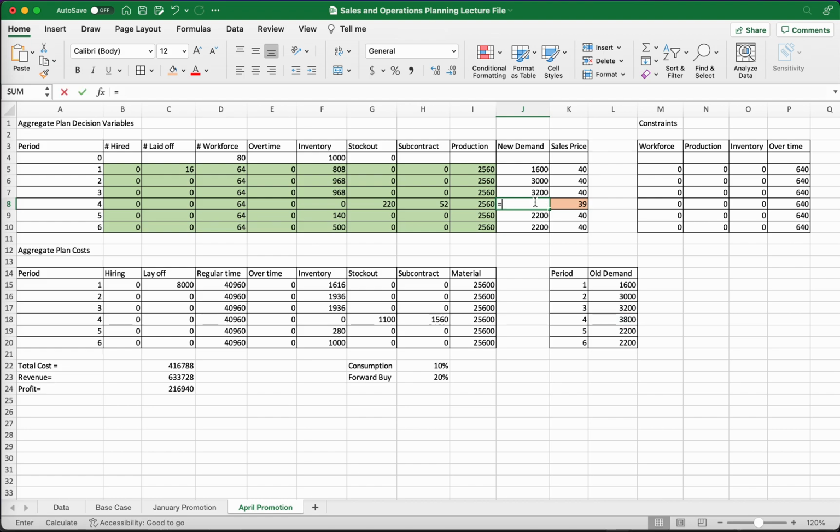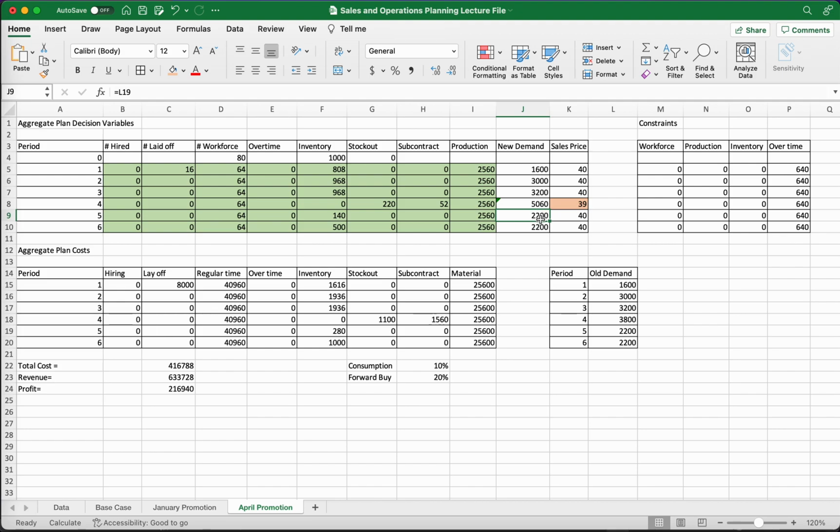So demand for April will now become the old demand for April times the increase in consumption, plus 20% of demand from May and 20% of demand from June. They all got moved to April. So that's the demand there.